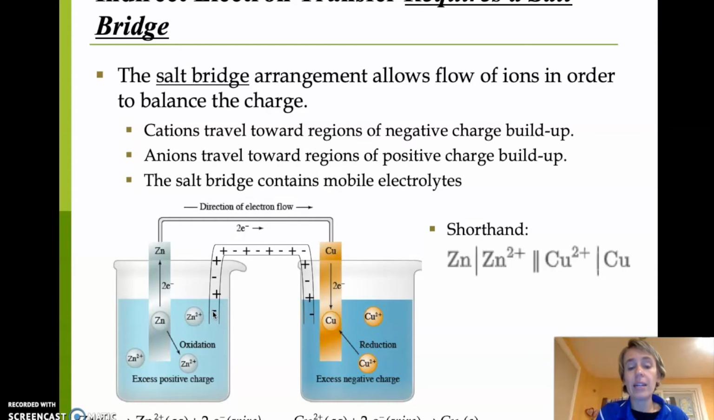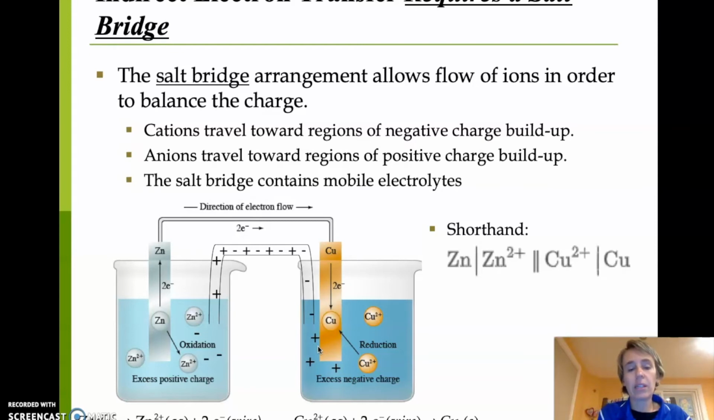Same thing on the right. If our copper 2 plus ions are plating out as copper metal, leading to a lack of positive charges in solution, then the cations from the salt bridge would diffuse into the beaker on the right. So we would get migration of those ions out of the salt bridge.